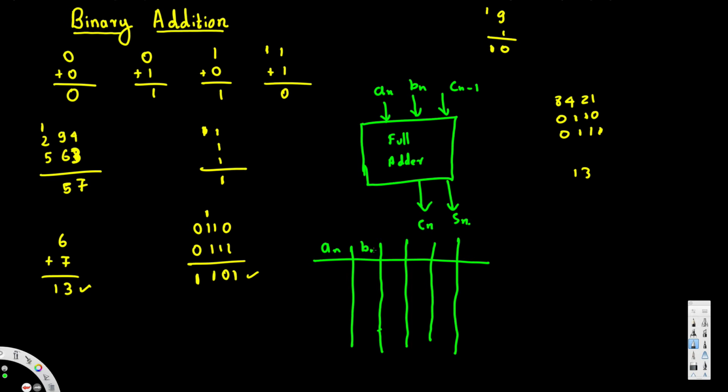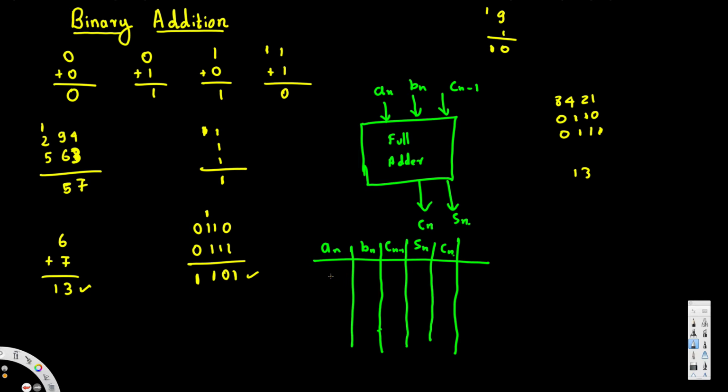an, bn, and cn, sn. This is cn minus 1, and this is cn. Okay, now here you can see an and bn are input to the full adder. Cn minus 1 is the carry from the previous one, cn is the carry, and sn is the sum.